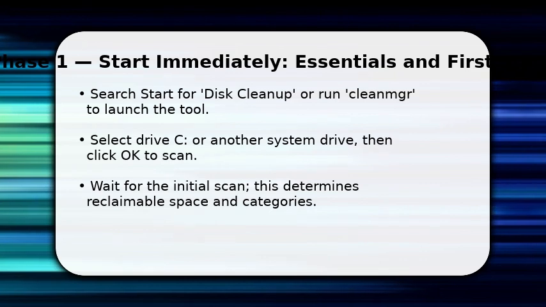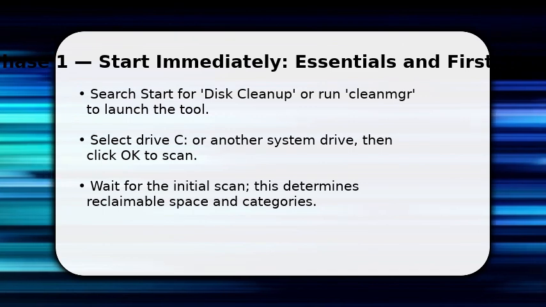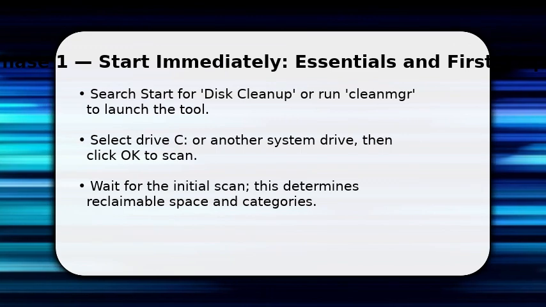Choose the drive you want to clean, usually C, and click OK so Windows can analyze files. Once done, the app lists categories like temporary files, recycle bin, and thumbnails. These show estimated space freed. Make sure to let the scan finish before selecting options, because the accuracy of what you remove depends on that initial analysis.